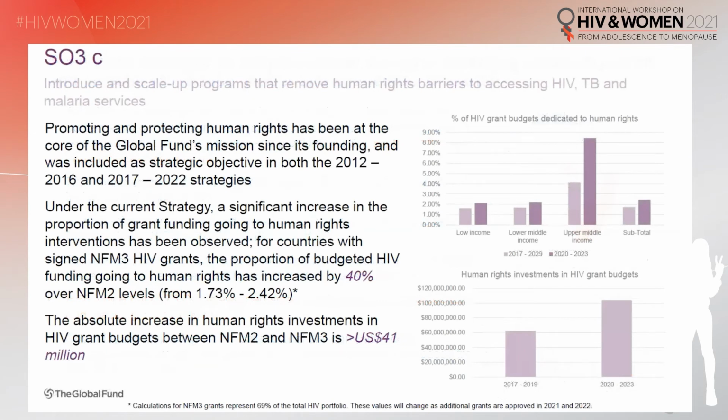Another key area linked to this is our commitment to introduce and scale up programs that remove human rights barriers to accessing HIV as well as TB and malaria services. And this is linked to both our founding principles at the Global Fund and the strategic objectives embedded in both our current and our previous strategy. Between our last and current funding cycles, we've seen an increase of over 40% in funding for such programs, and this is an increase of around $40 million.